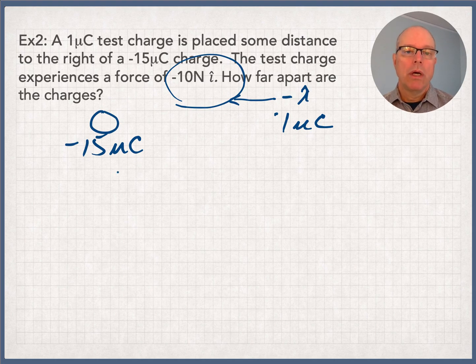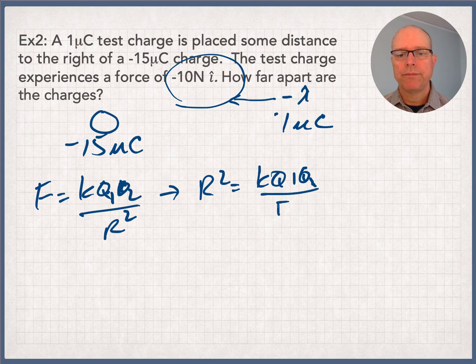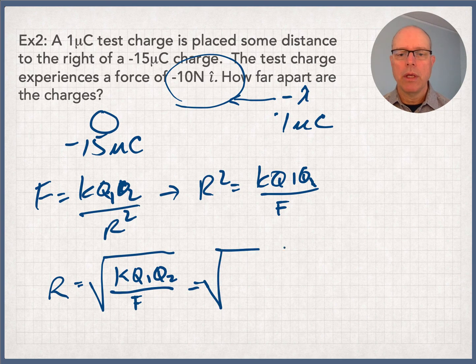So what I'm going to do is just dive into the algebra, and I'll show you what we're doing with this one. F equals k q1 q2 over r squared. And we're going to solve this one for the distance. So that means we're swapping algebraically k q1 q2 over force, and then we'll take the square root of both sides, and what we end up with is r equals the square root of k q1 q2 over force.